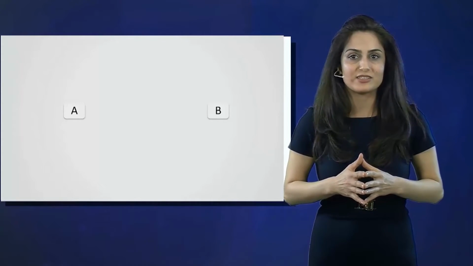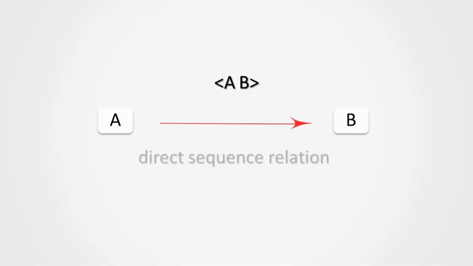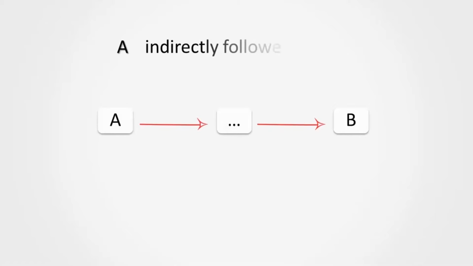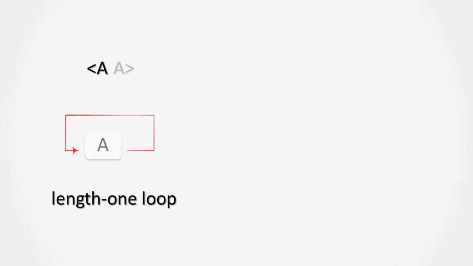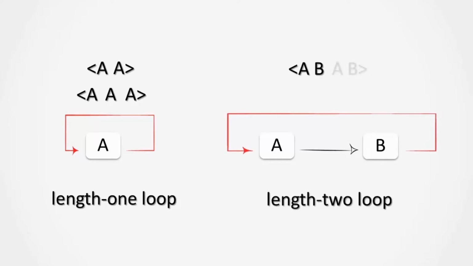Suppose we have two activities, A and B. The activities can be in a direct sequence relation, A directly followed by B. Or they can be in an indirect sequence relation with other activities occurring in between, A indirectly followed by B. The previous constructs can also happen in a loop. A follows itself, or A followed by B is repeated.